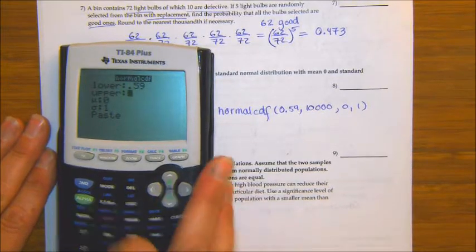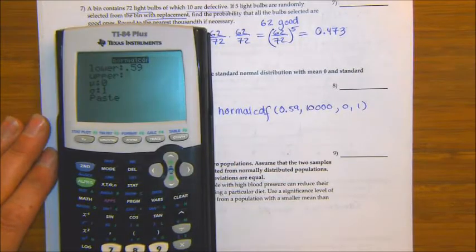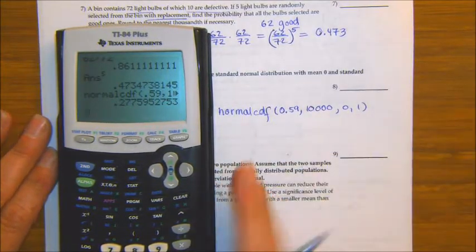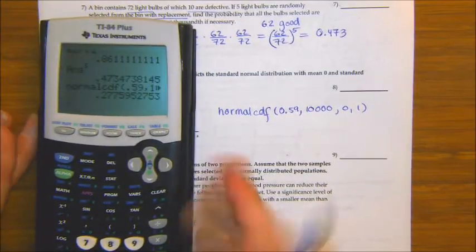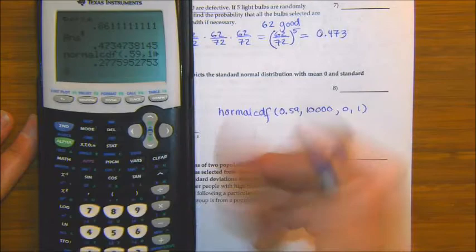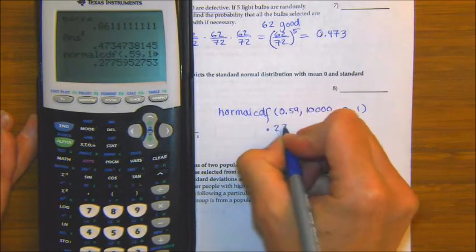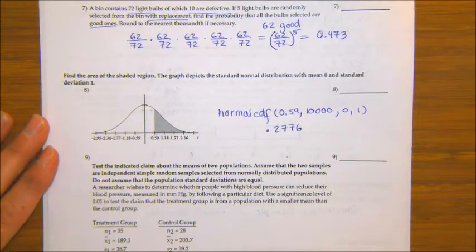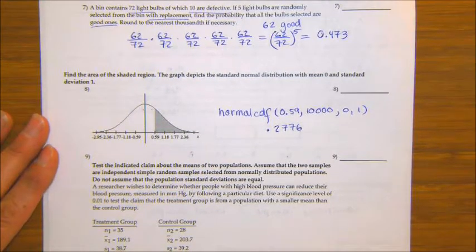It looks like it's pretty close to 50%, maybe 40%, something like that. Let's see what it is. A little less than that. So it's 0.2775, or rounded up, 0.2776. This is a probability. It's an area which is rounded to 4 decimals.